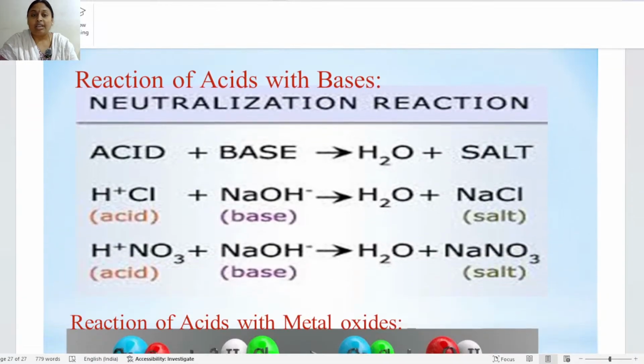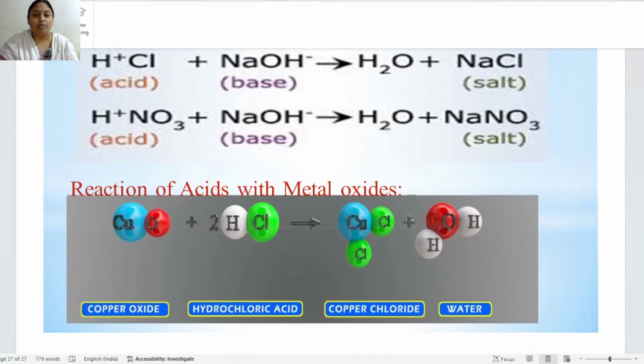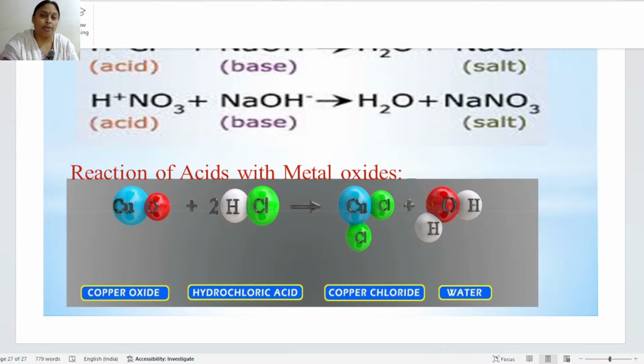Next, reaction of acid with the base. When an acid reacts with a base, we get salt along with water. This is another example. See here. Copper oxide when it reacts with hydrochloric acid, we are getting, as I said earlier, a bluish green color. Copper chloride is formed along with the water molecule.